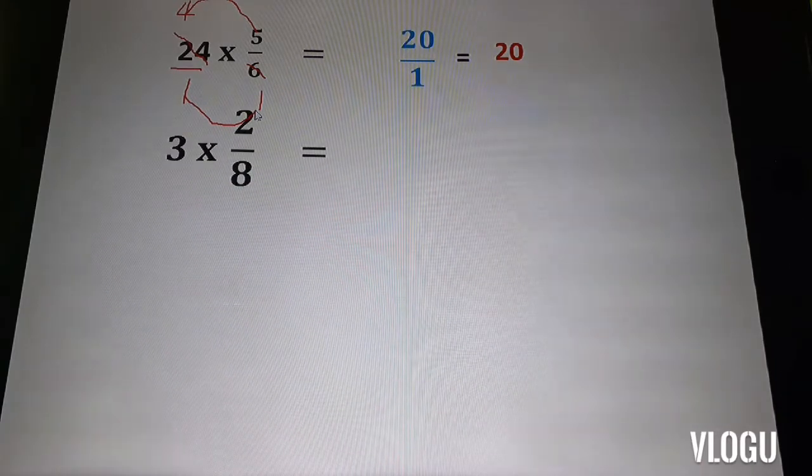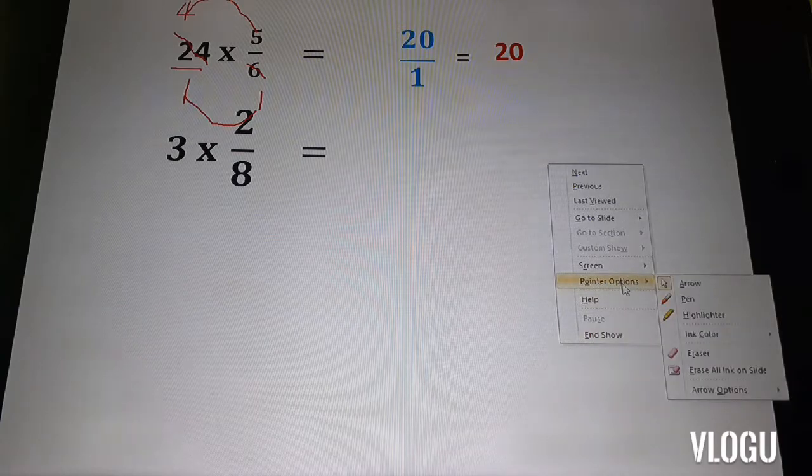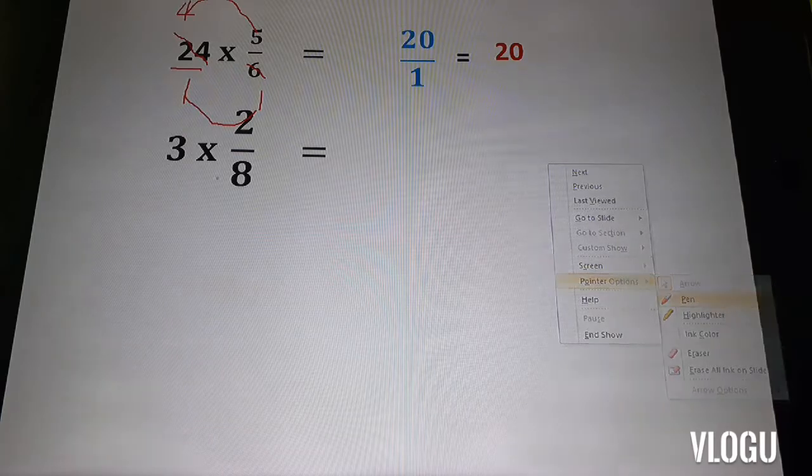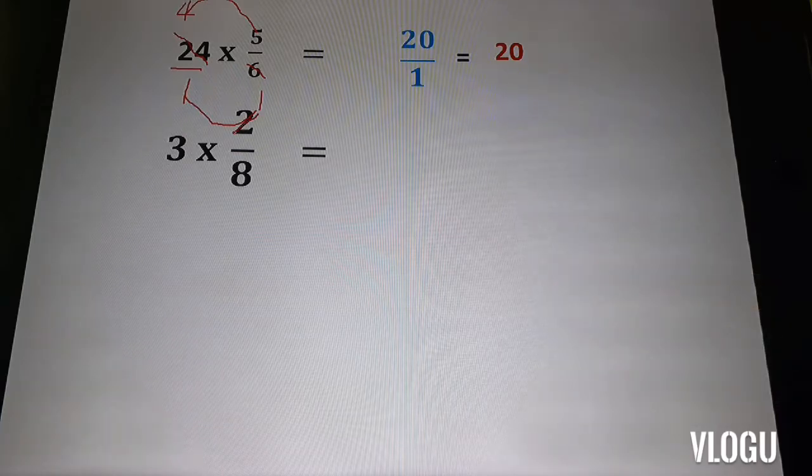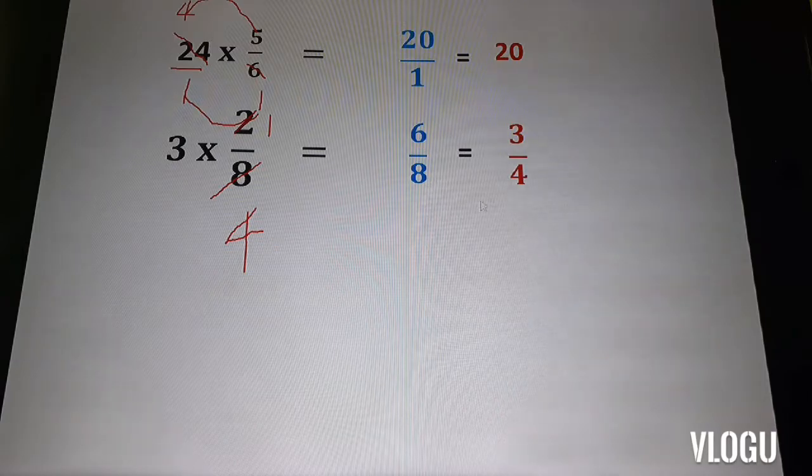Now for my second problem, I have 3 multiplied by 2 over 8. As what we have done for our first example, of course, we just simply cancel out or simplify this first before we multiply. That is equivalent to, we are going to divide 8 divided by 2, that is equals to 4. And if we divide 2 by itself, that is also equals to 1. Then after that, we just simply multiply 3 times 1, that is equals to 3, and copy our denominator. So it will give us 3/4.